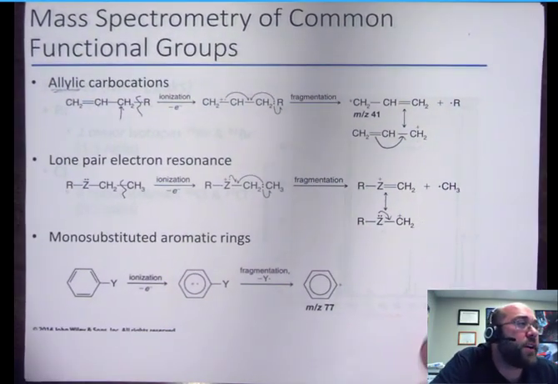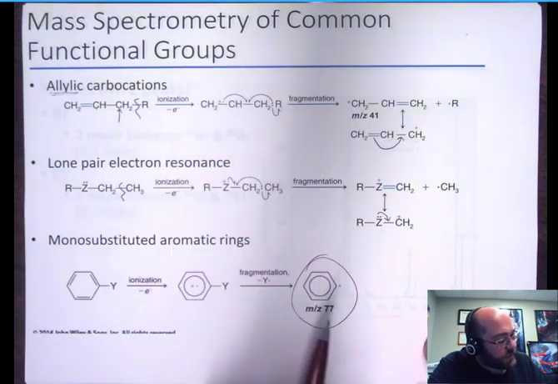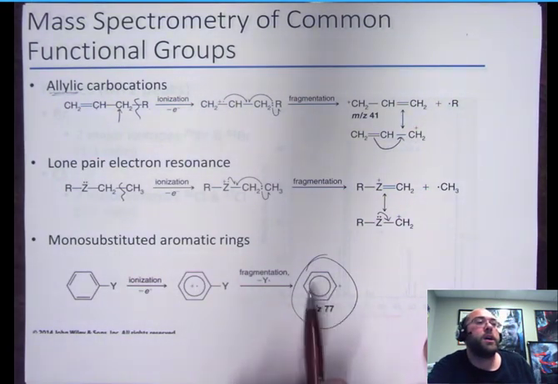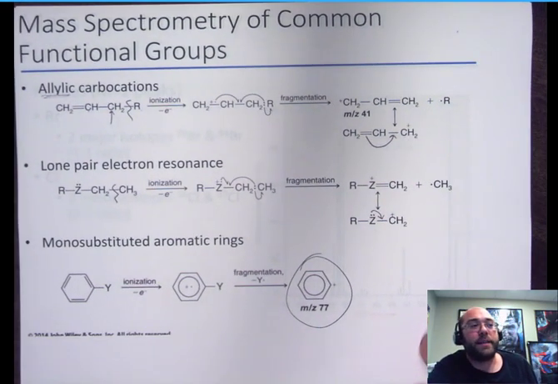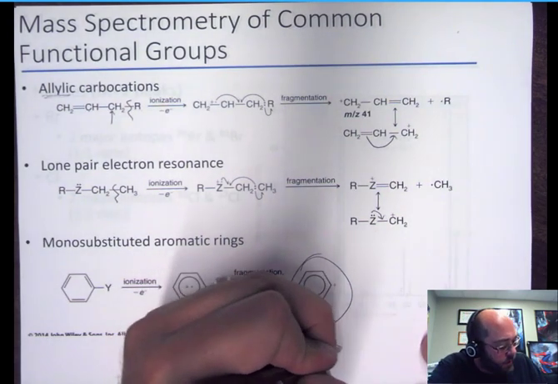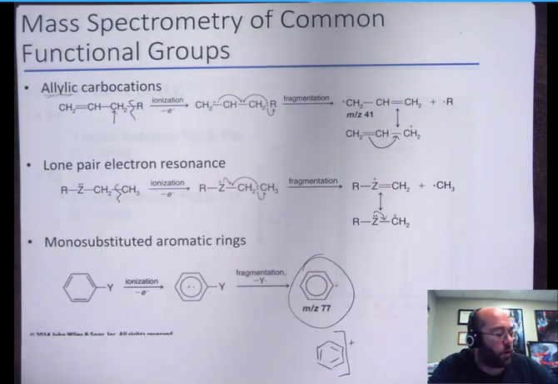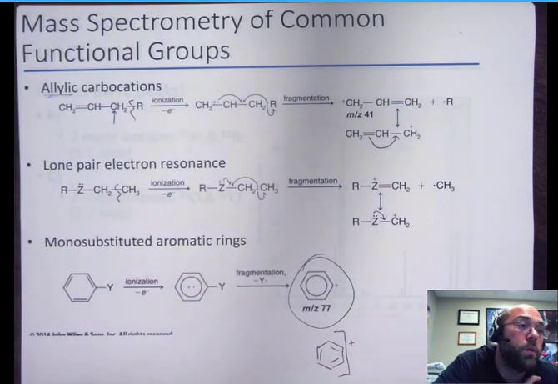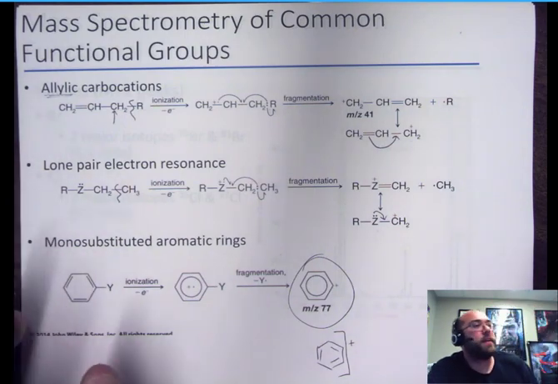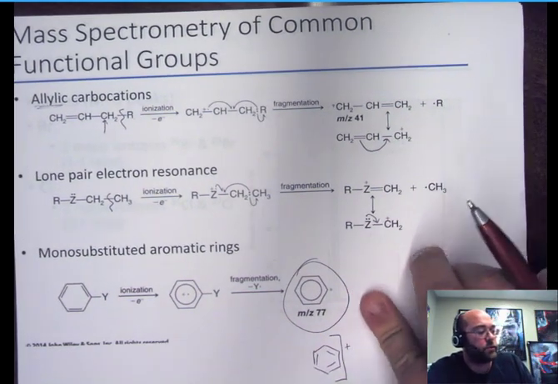The other thing that's very common to see, anytime you see a 77 mass fragment, that's a big indicator that you have a benzene ring. So you've got something like this with a positive charge somewhere around it. So 77 is very distinctive for that functional group, a benzene ring.